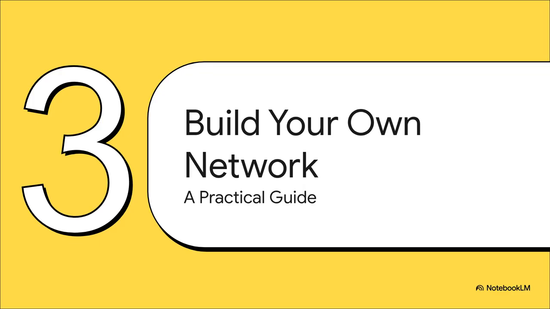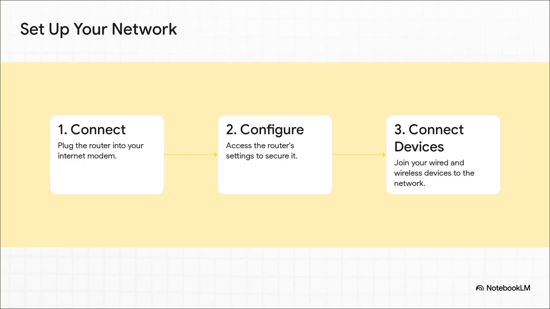All right, enough theory. Let's get our hands dirty. How do you actually set up a secure network in your own home? You know, it's probably easier than you think. It really just comes down to these three steps. You plug your router into the modem, that's what brings the internet into your house. Then you tweak a few settings to lock it down. And finally, you just start connecting your stuff.